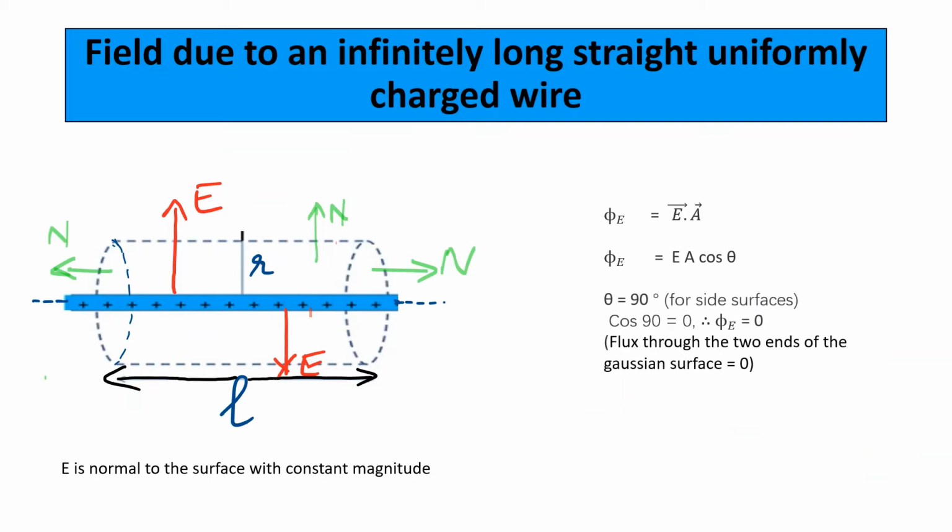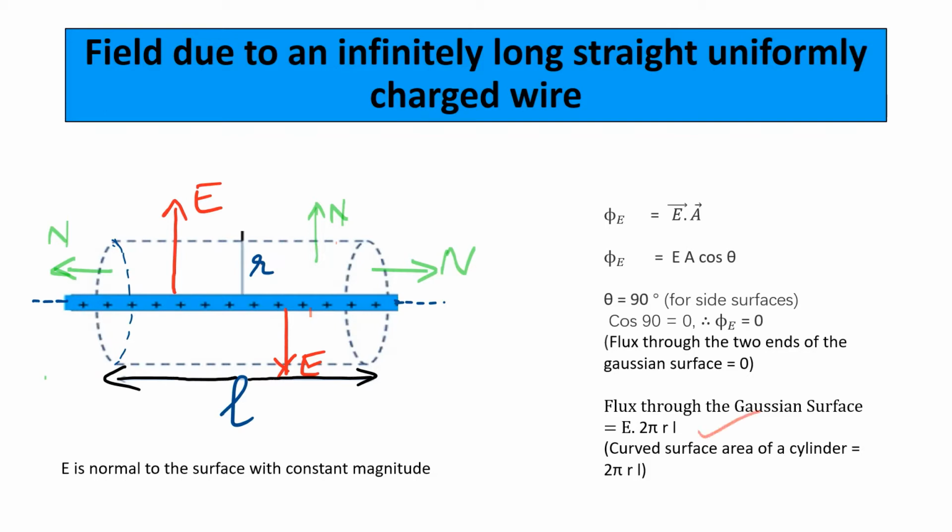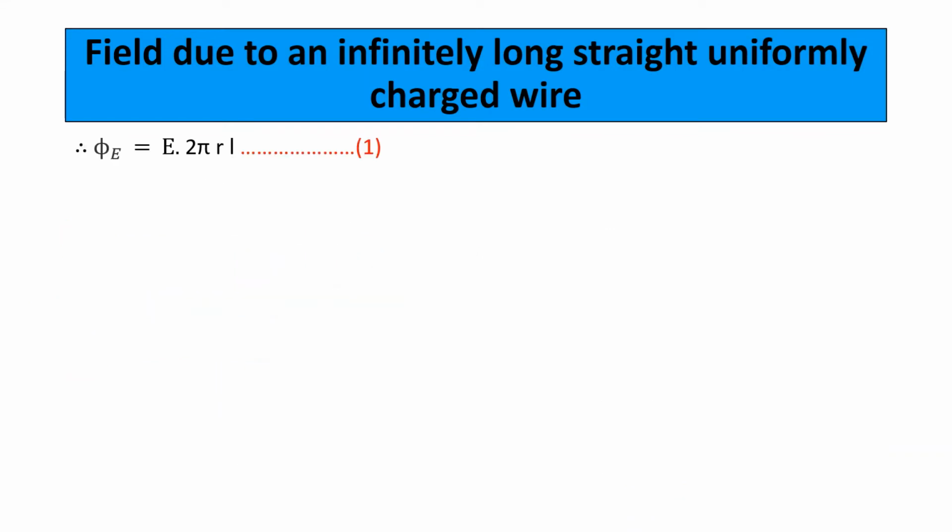Theta is equal to 90 degree for side surfaces. Cos 90 is 0. Therefore, phi is equal to 0. Flux through the two ends of the Gaussian surface is equal to 0. Flux through the Gaussian surface is equal to E into 2 pi RL. That is, curved surface area of the cylinder is 2 pi RL. Now we have the general equation for electric flux, phi E is equal to E into 2 pi RL.